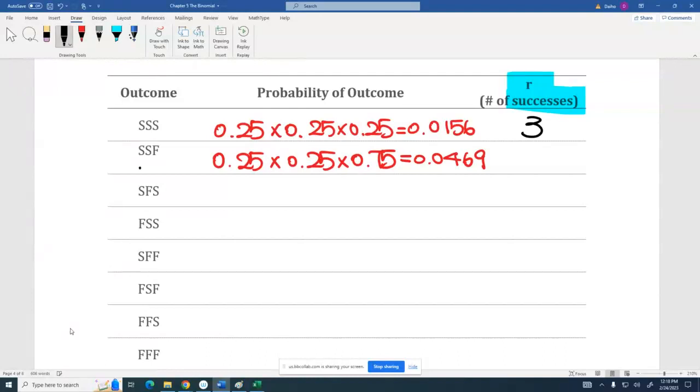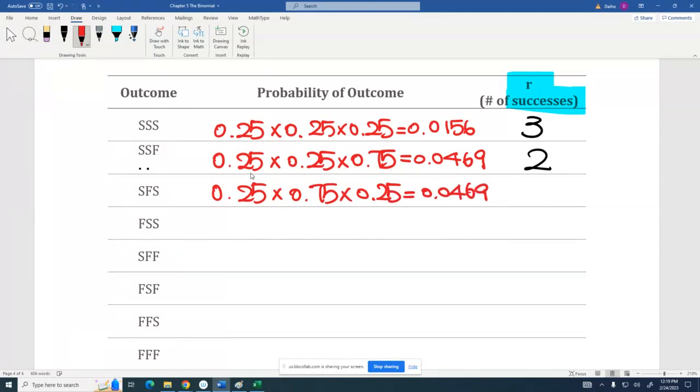How many successes? 1 and 2. Okay, let me try the next one. Success, failure, success. Would be the same, because 0.25, 0.75, another 0.25. You know the multiplication, even if I switch the order, we are going to have exactly the same answer, right? So it must be 0.0469. Still, only 2 successes.